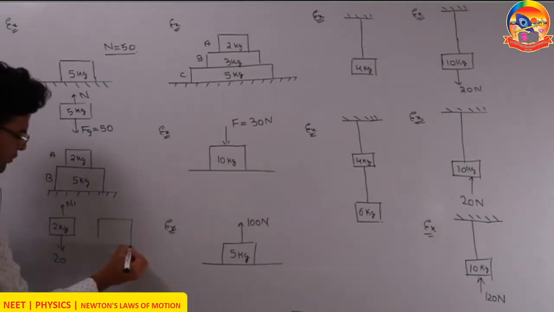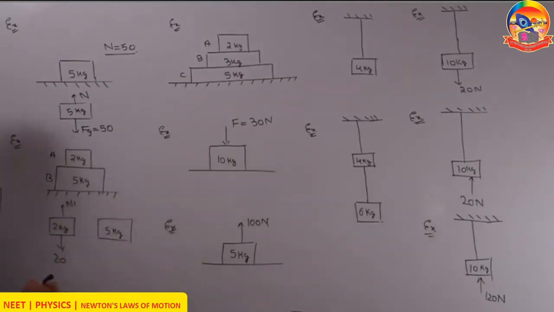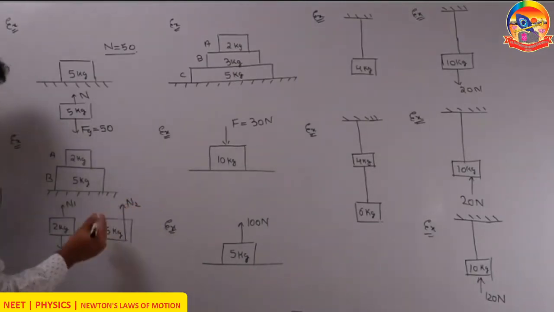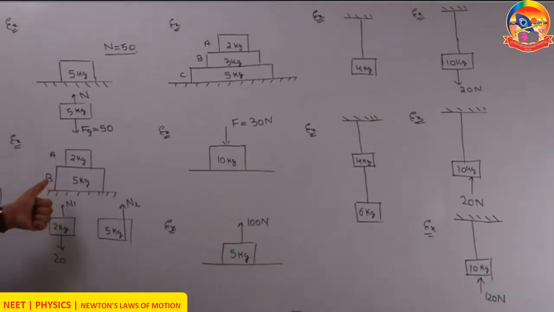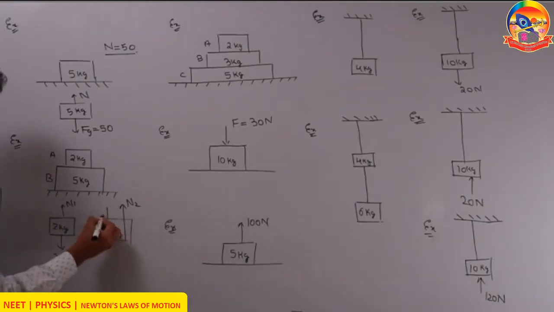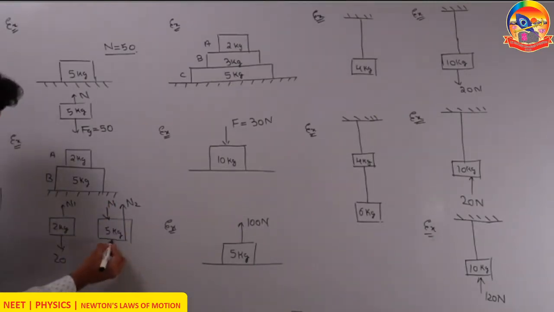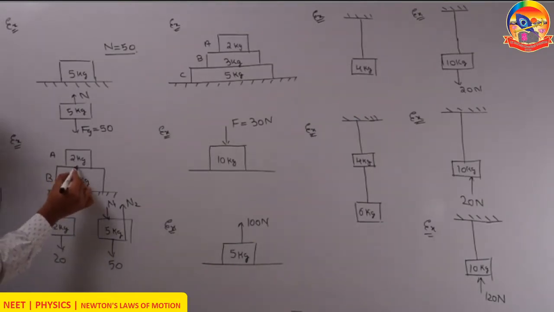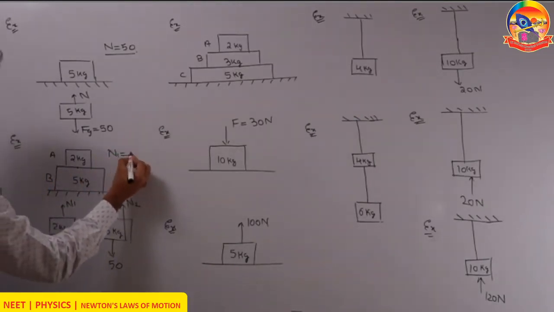Similarly, for the 5 kg, there will be 3 forces now. A force applied by the ground on the 5 kg, let's call it N2. A force applied by the 2 kg on the 5 kg. Since the 5 kg applies on the 2 kg a force N1 upwards, the 2 kg will apply on the 5 kg a force N1 downwards. Plus, there will be a force of gravity downwards, 50. Now, if the 2 kg is in equilibrium, then N1 has to be equal to 20.